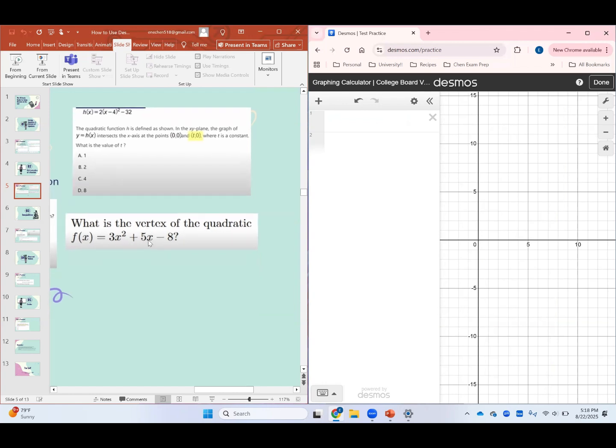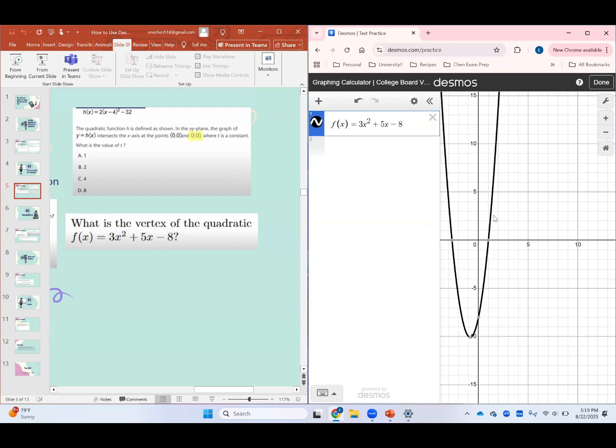Okay. And then finally, our last question here. What is the vertex of the quadratic f at x equals 3x squared plus 5x minus 8? And here they give you the quadratic in standard form. And this can be a little bit of work for you to complete the square and put it into vertex form to find the vertex. So if you wanted to speed things up a little bit, you could just directly put the full function into DESMOS, and then it'll spit out the graph for you so you can directly see where the vertex is.